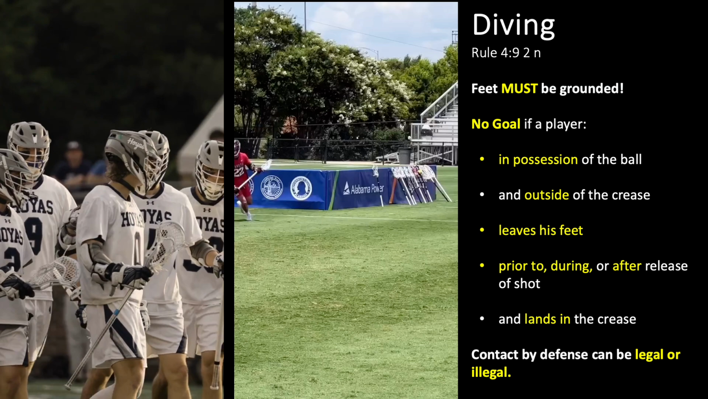Now you can have contact by the defender that puts somebody in the crease when they've launched themselves, and it can be legal or illegal contact. Neither of that matters. If you leave your feet of your own volition and land in the crease, it is never going to be a goal. If you leave your feet and you don't land in the crease, it's fine.